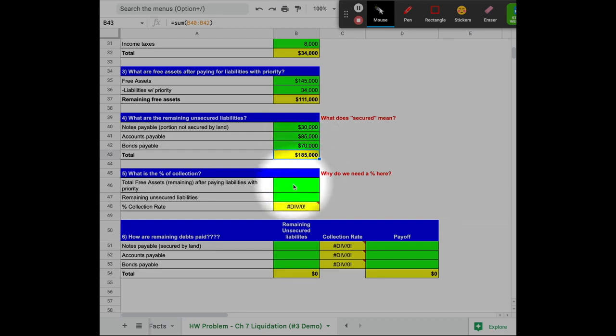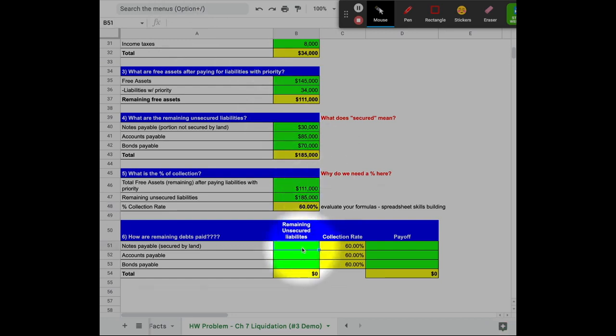And here's what the bankruptcy laws say to do. You take your total free assets and you divide them into your remaining liabilities. And that gives you this ratio, what's called a collection rate, $111,000 divided by $185,000. By the way, I want to note, evaluate your formulas in here. This is spreadsheet skills building. I've put some of these formulas in here just to make it a little bit easier for you to step through the logic and also the spreadsheet math that we're using to represent the logic.